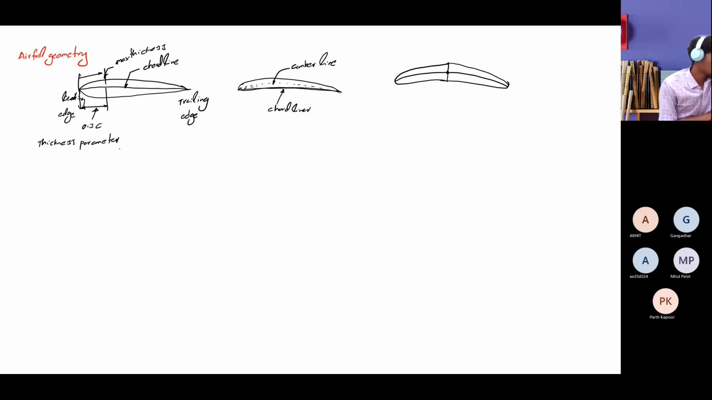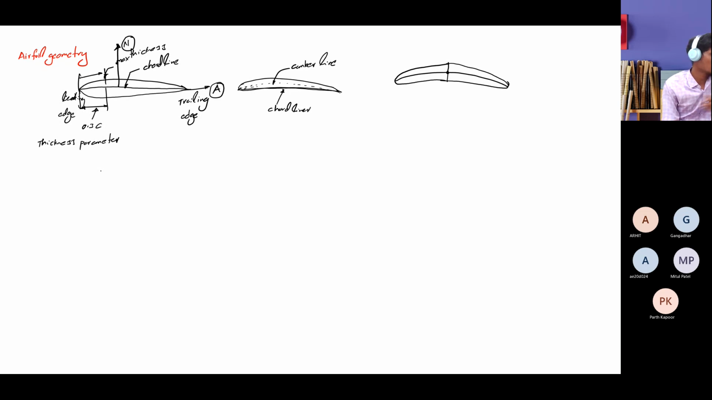Then you have the normal force, which is perpendicular to your chord line. This is your normal force, and this is your axial force A. We represent the normal force with the letter N and the axial force with the letter A. I'm sorry for the writing, it's not so good today.